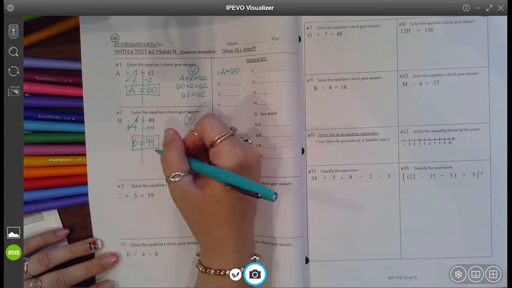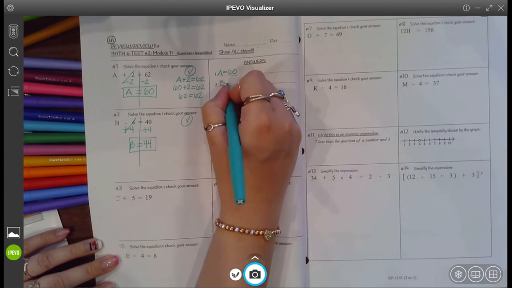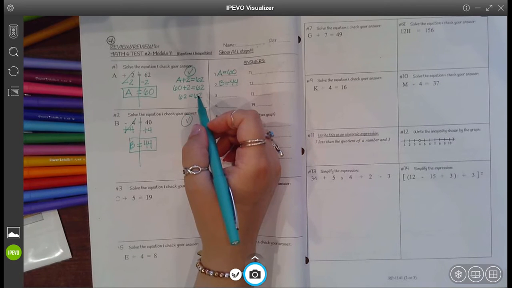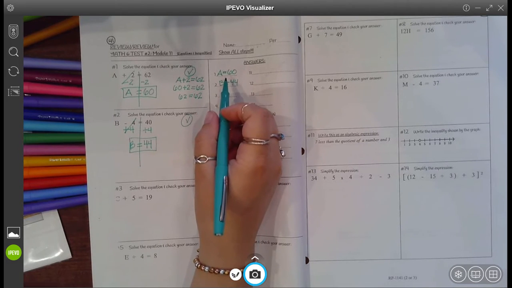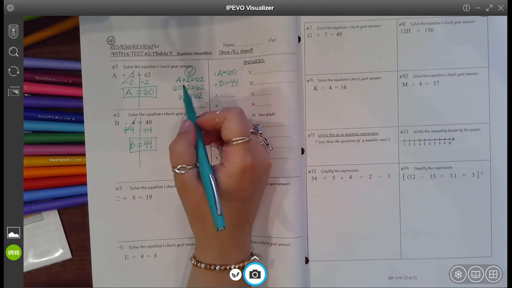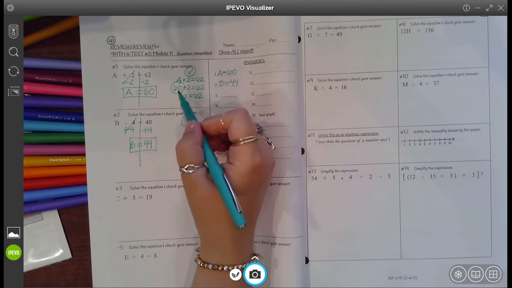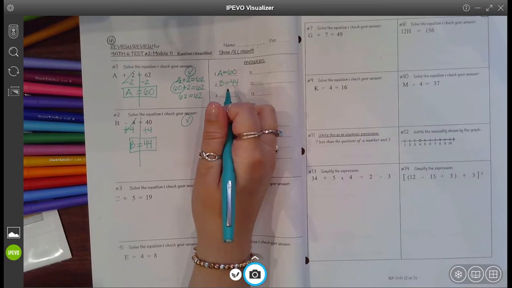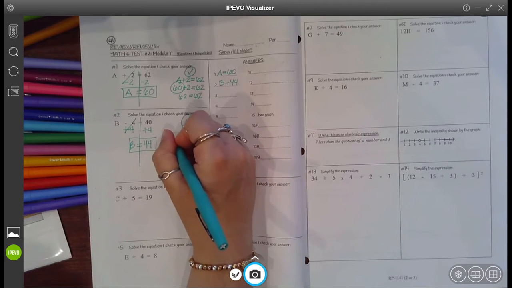Okay, plug it back in. A lot of times before I plug it back in, I actually like to write my answer here, because sometimes the mistake, like on the problem before, some people might put 62 as the answer for the previous one. 62 wasn't the answer. That was just the true statement that we ended with when we plugged in the answer of 60. So again, before I check it, sometimes I like to put that answer in the answer column, and then I check it.